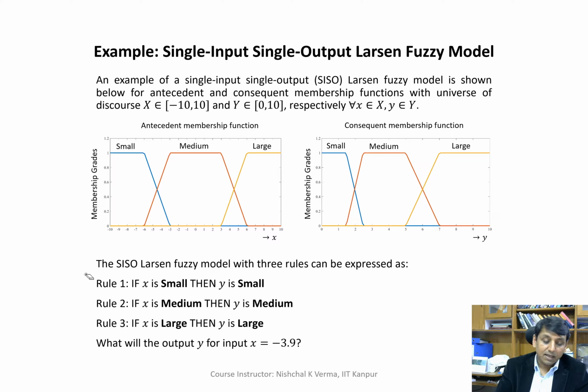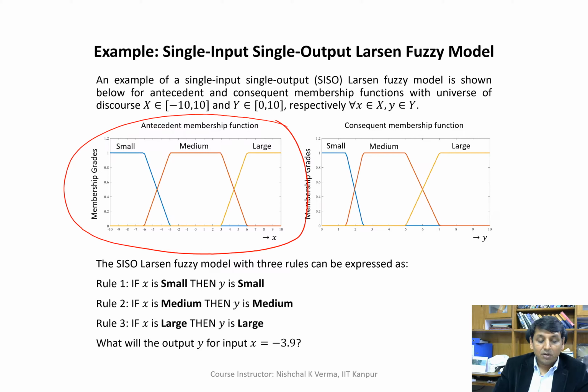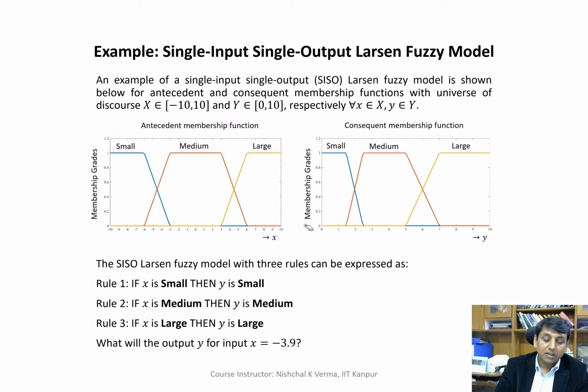So we see here that x has three fuzzy regions: small, medium, large, and all these fuzzy regions are represented by the corresponding fuzzy sets for small, medium and large. Similarly, in the consequent part, that means the output y is also divided into three fuzzy regions, and every region is represented by a fuzzy set: small, medium, large. So we have the input and we have the output. And here we have the three rules of the model which is given.